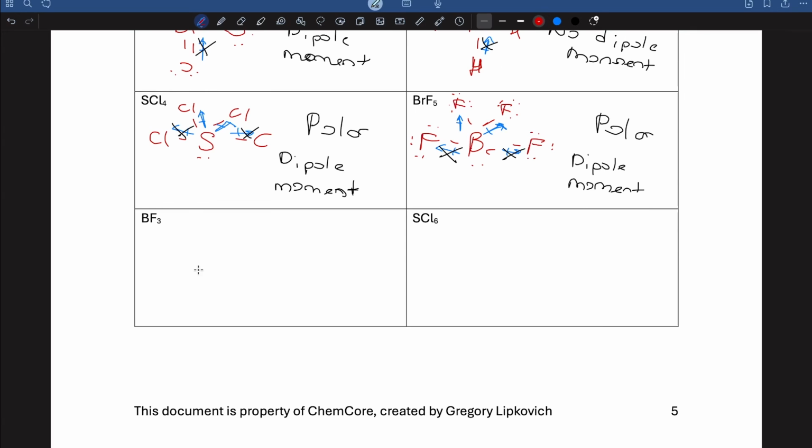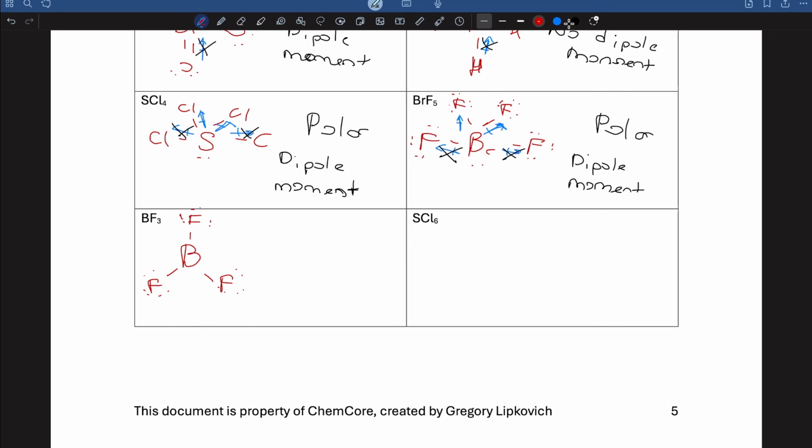BF3, again, boron forms 3 bonds but does not have a lone pair. And so this is really important to memorize, almost memorize it, right? I remember that boron forms 3 bonds with no lone pair. Kind of looks like nitrogen, but almost like nitrogen's little brother.